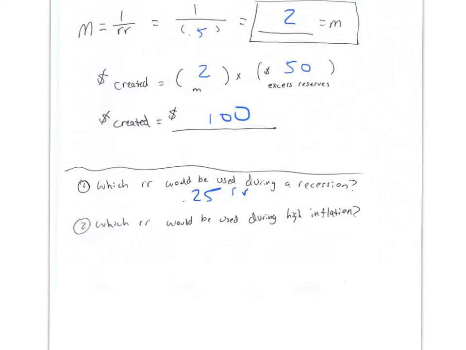During high inflation, one thing the Federal Reserve Bank might instigate is raising the reserve requirement to decrease the amount of money in circulation and make it the 0.5 or 50% reserve requirement. However, a huge increase like this would be a shock to the system. We're just looking at the theory behind which reserve requirement would be more likely to be used during high inflation. You would want to raise the reserve requirement, and then during a recession you'd want to lower the reserve requirement.